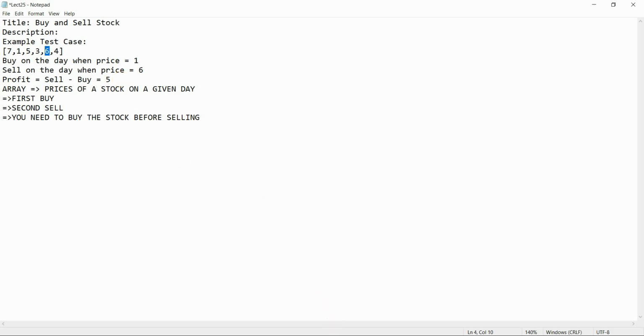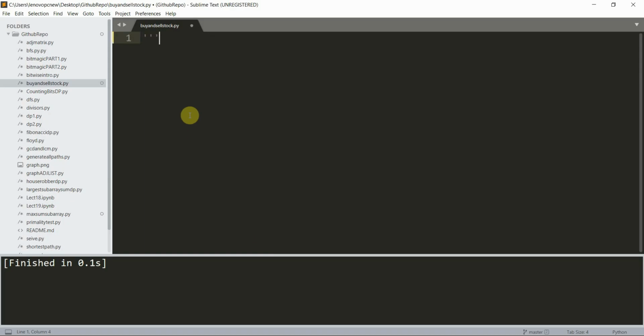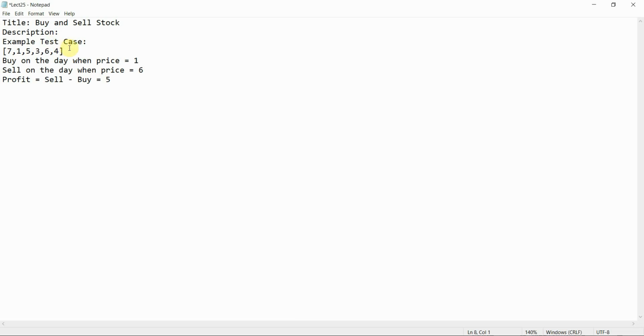So let's solve this problem using the brute force approach. I can copy this test case, and I'll copy this as well. I'll put this in the comments: the array is equal to prices of a stock on a given day, first you need to buy, then second sell, you need to buy the stock before selling, and you need to get max profit out of this. And this is our test case. I'll just put the test case here. Test case is equal to this. Yeah, so this is our test case.